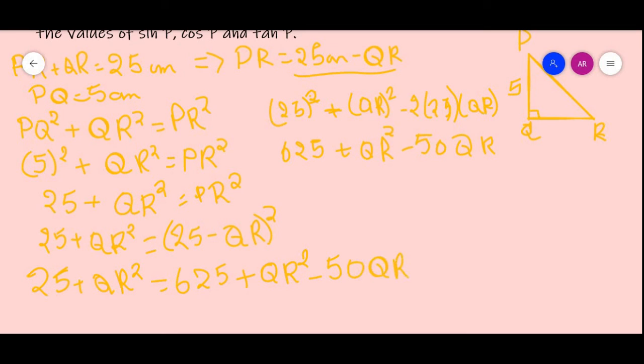So now look at this. If you look at this, are you able to see something, and are you able to tell that we can cancel out something? Oh yes, we can cancel out this plus QR square and plus QR square on the left hand side and the right hand side. You could actually take one QR square from the left hand side to the right hand side, and it would just become QR square minus QR square. So without doing that step, we just cancel out. So it is going to become 25 is equal to 625 minus 50 QR.